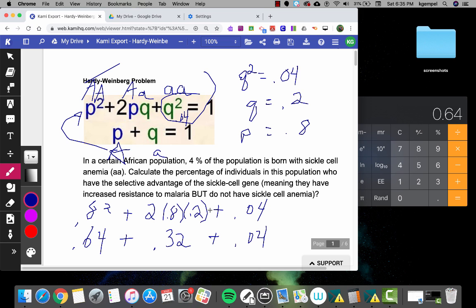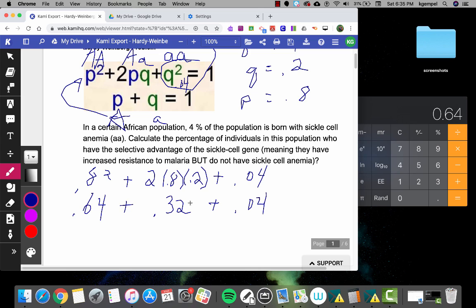So now I have everything, but you want to make sure that you report the way the question's asking. So we know that individuals in this African population, 64% of them are going to be homozygous dominant, 32% of them are going to be heterozygous, and 4% of them are going to be homozygous recessive, or have the trait. Remember, in sickle cell, there is a heterozygote advantage. Sometimes that happens for genes. So remember that they will be more resistant to malaria, but they won't have sickle cell disease.